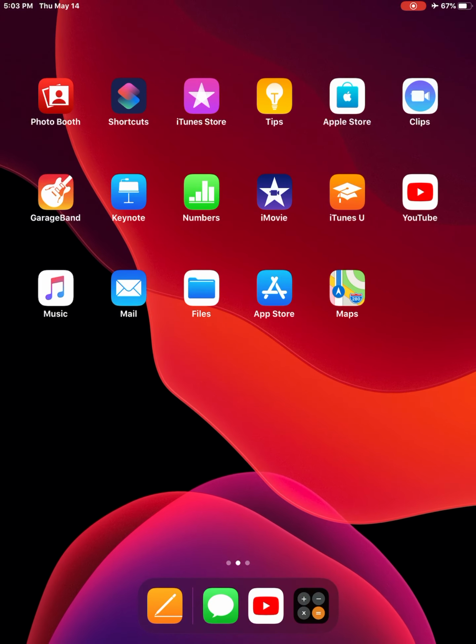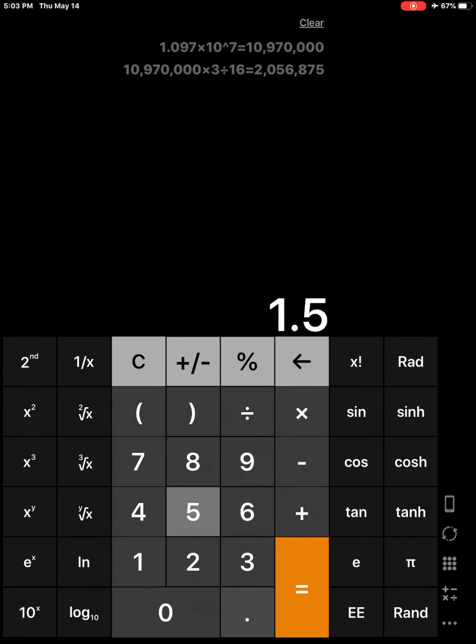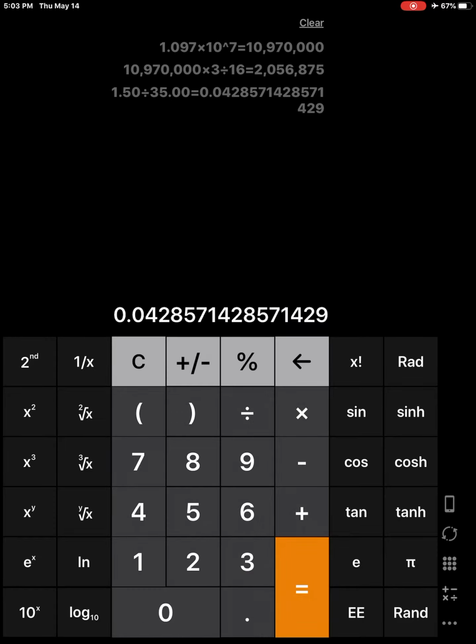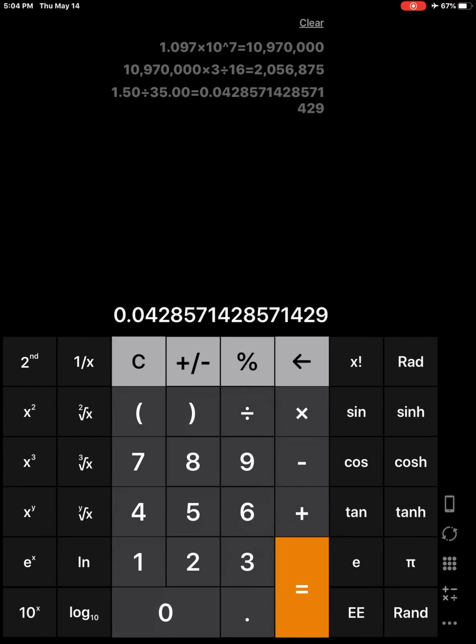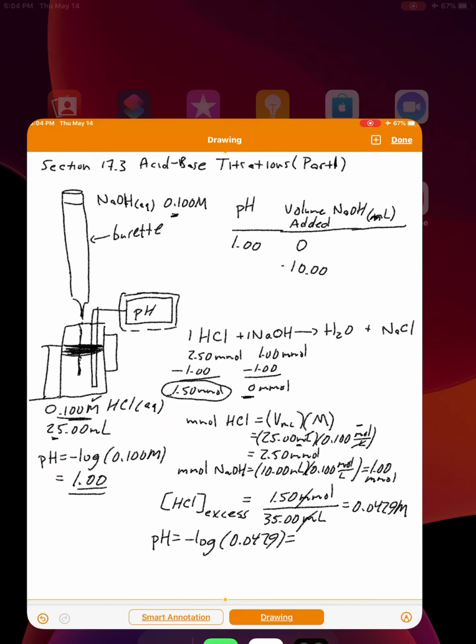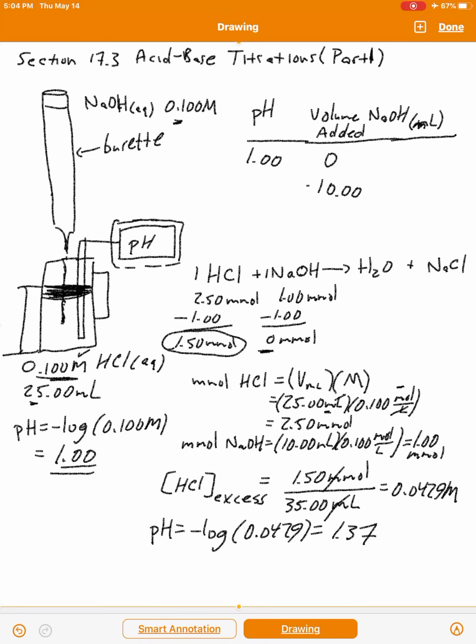So 1.5 divided by 35 is 0.0429. That's HCl. So the pH is the negative log of 0.0429. So let's come back over here. Negative log, so log, negative 1.37. Still acidic, we still have excess HCl, so the pH is 1.37.